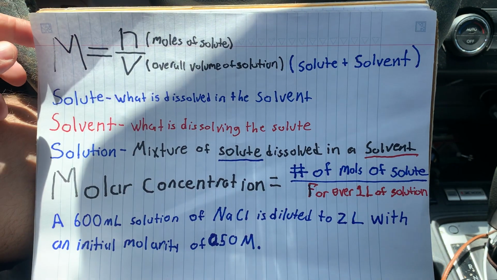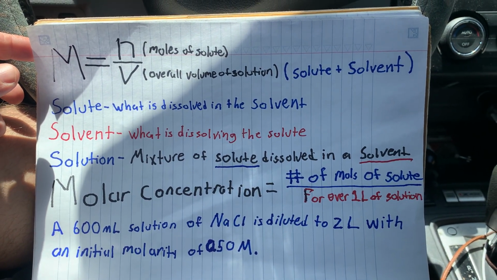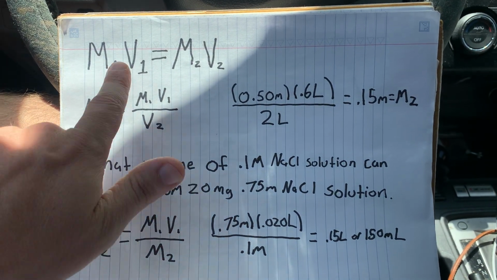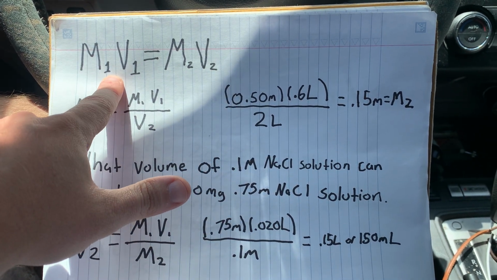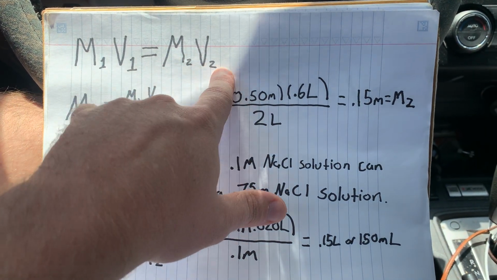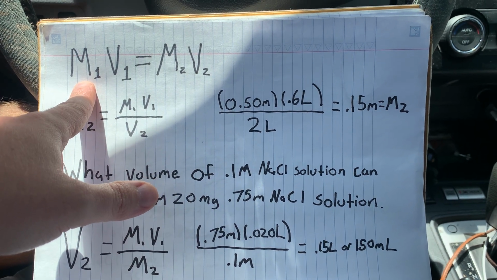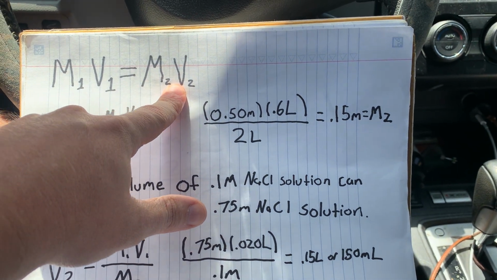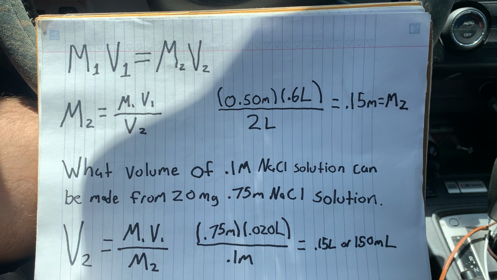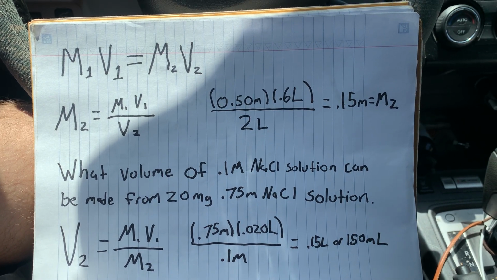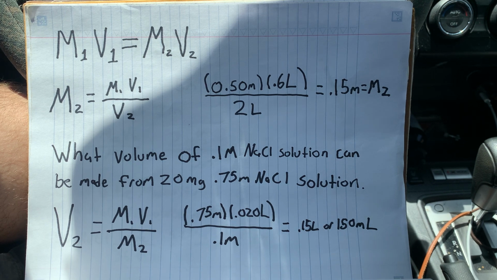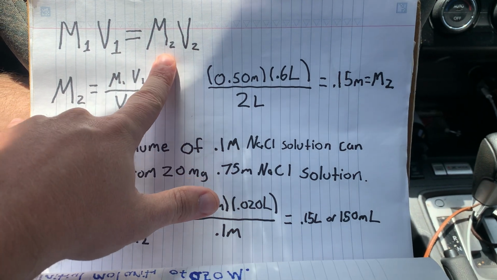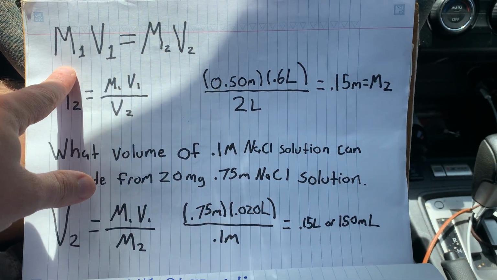So anytime you're trying to figure out dilution or concentration for molarity, we're going to use this equation, which is M1 times V1 equals M2 times V2. This being the molarity of the first solution, the volume of the first solution, the molarity of the second solution, and the volume of the second solution. So in this first question, it's asking us to find the new molarity in the second solution. So we're going to solve for M2, and we're just going to move V2 over to the other side.